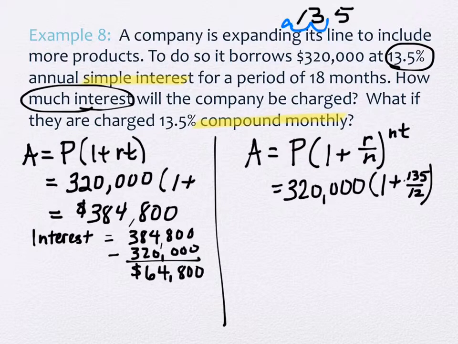And then over here, of course, that gives me that same 12 that I had before. And I have the time, which is 1.5. And I'm running out of space, but you probably aren't. 1.5.